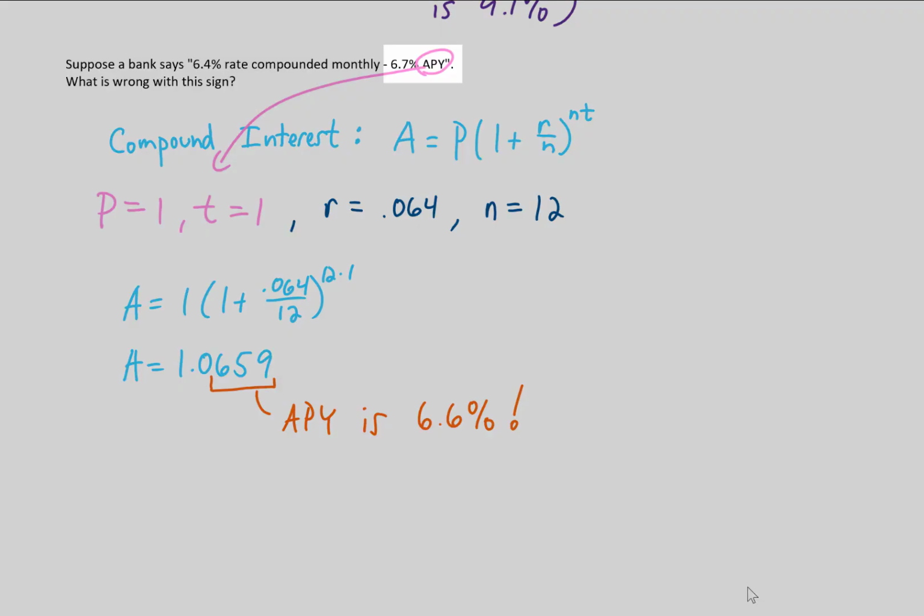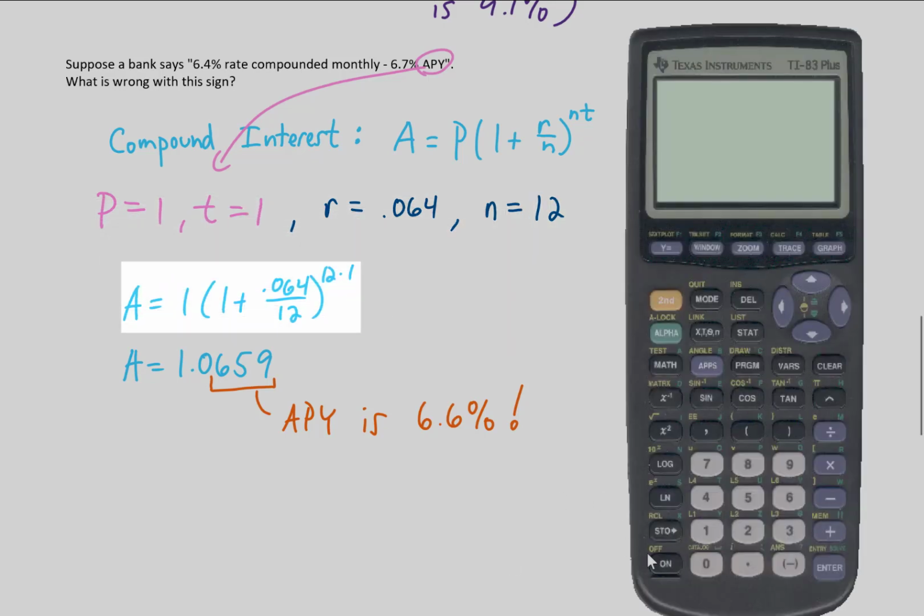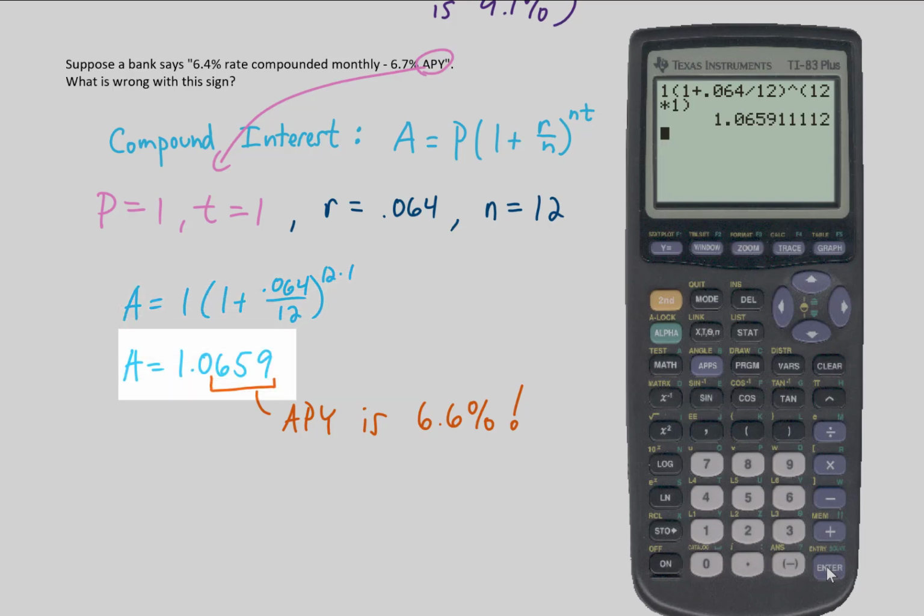So if we're trying to investigate this APY, what we're always going to do is choose a principal of $1 and a time period of 1 year. We're going to take that 6.4% interest rate compounded monthly, which is n equals 12. We're going to plug all of that into our compound interest formula, and that looks like this. And when we do that, we get that the total amount of money in our account is 1.0659, rounded to 4 decimal places.